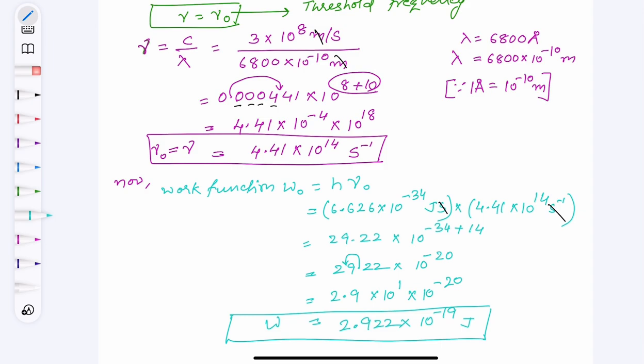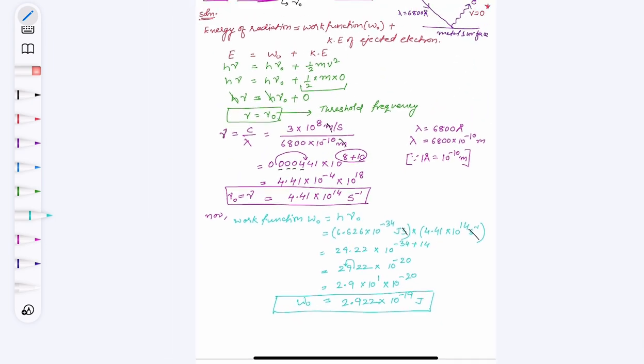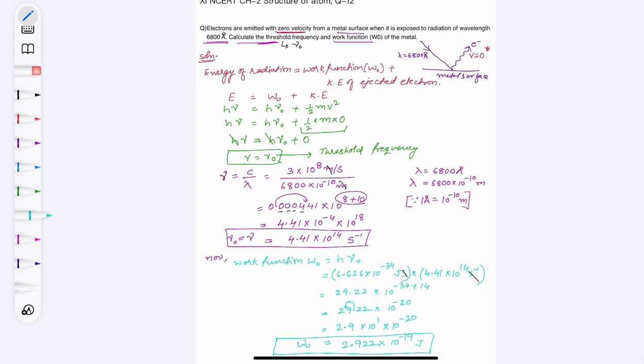So W naught is your work function. Now you can see that the whole question is solved in two parts. First, calculating threshold frequency, which we have done here, knowing that frequency is equal to threshold frequency because velocity was given to you as 0. That was the first part, and the second part was the work function. Hope you have understood the numerical.